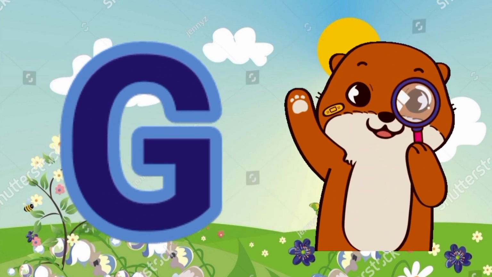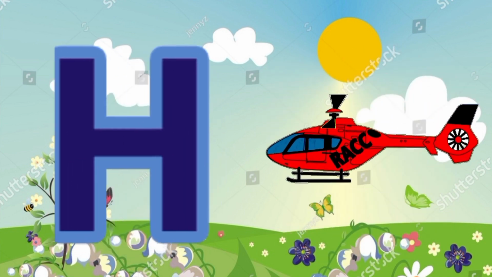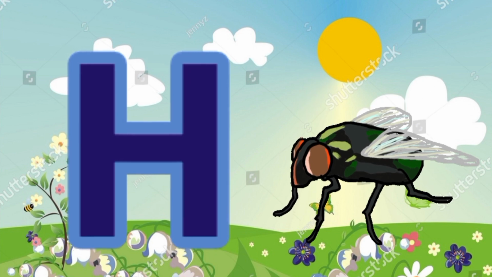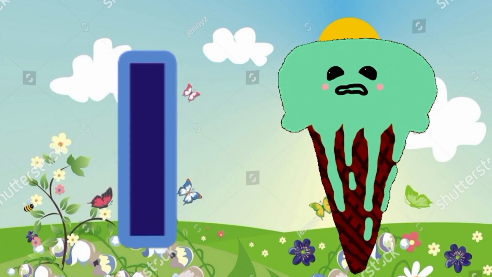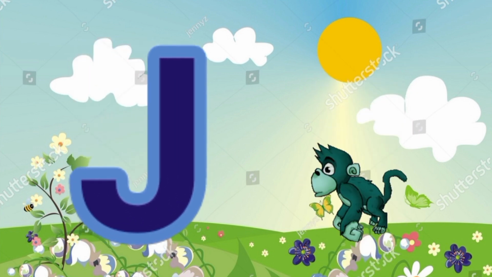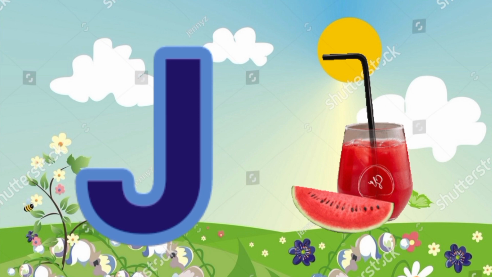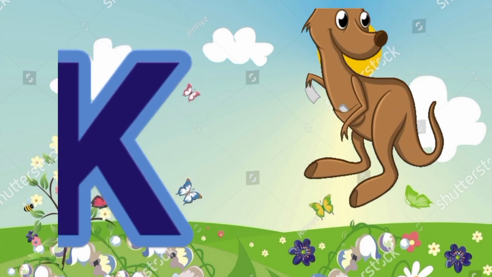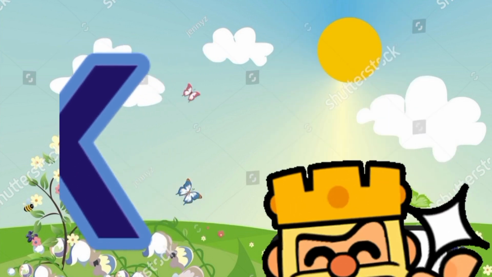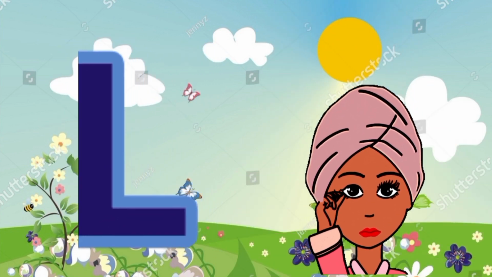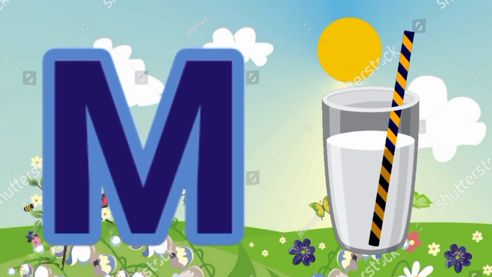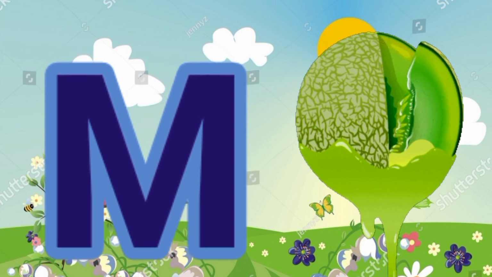F for frog. G for glass. H for helicopter. H for housefly. I for ice cream. I for igloo. J for jump. J for juice. K for kangaroo. K for king. L for lady. L for laptop. M for milk. M for melon.